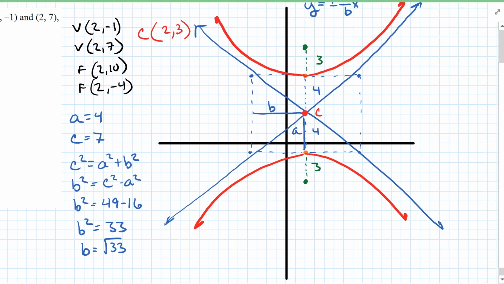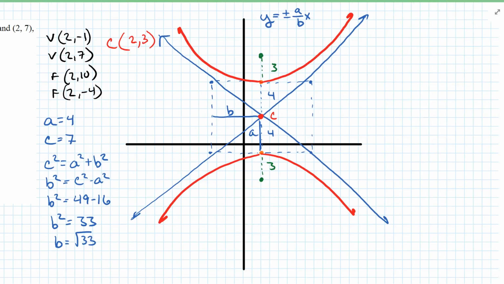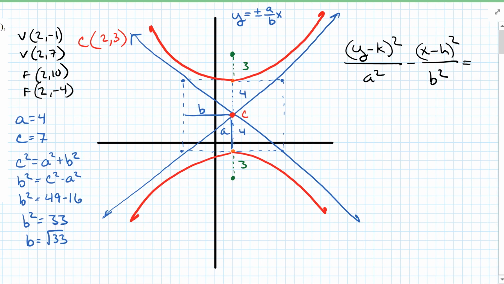Now let's find an equation for it. So what axis is this running over? It's running over the y-axis, right? So it's going to be y minus k squared over a squared minus x minus h squared over b squared equals 1. So now let's just plug and chug. I have the center, so that's h comma k. I have my a squared and b squared and all that good stuff. So let's start.